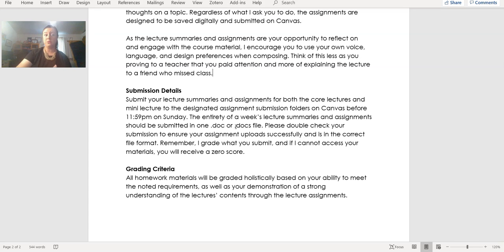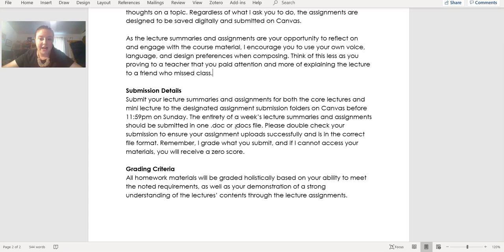So perhaps if using slang is helpful for you, go for it. If referencing certain examples is going to reinforce a concept and help you recall it easier as you're composing, certainly go for it. And so how I like to explain this then is think of this less as you proving to me that you paid attention, and use language that you would use if a friend missed class. So if your roommate was super sick and couldn't make it to a lecture one day, how would you describe what we talked about in that lecture to them? And that can be the language you use in your summaries and your assignments.